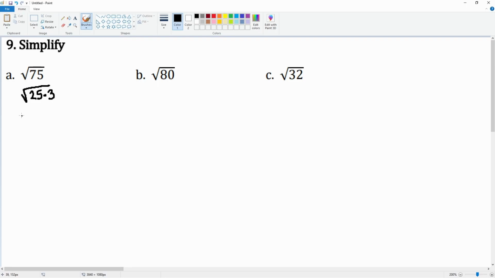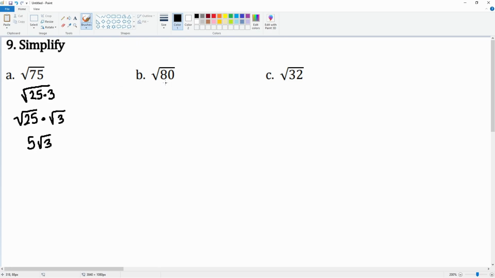We can now split those into their individual radical. So radical 25 times radical 3. Radical 25 can be simplified down to just the value of 5, and the radical 3 is left by itself. That would be its complete answer. Once we simplify, it becomes 5 radical 3.